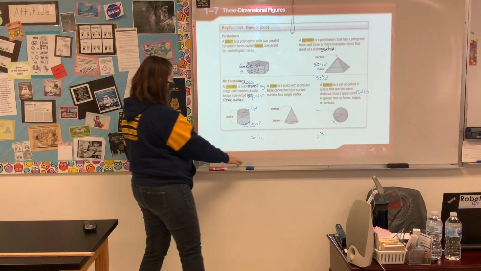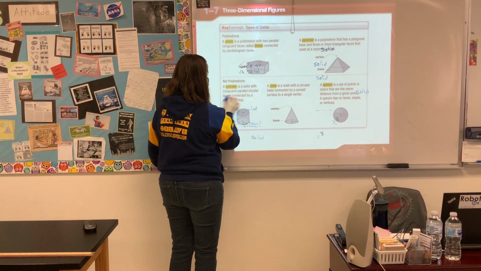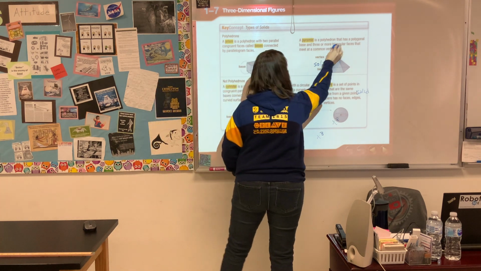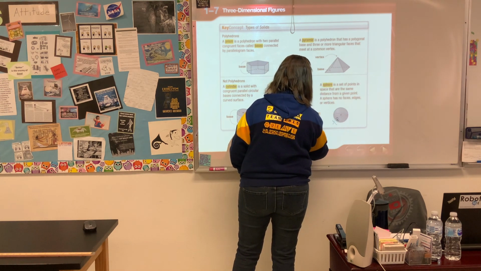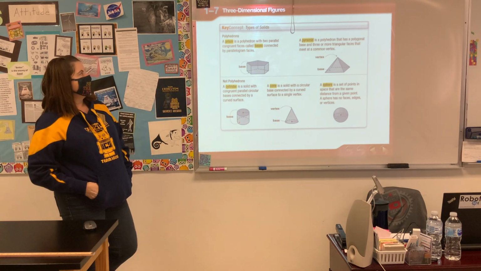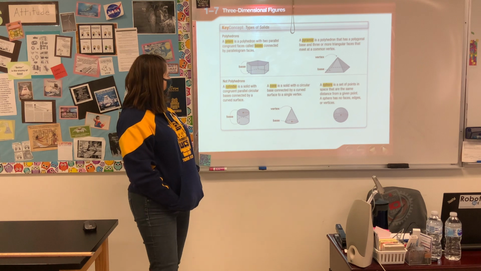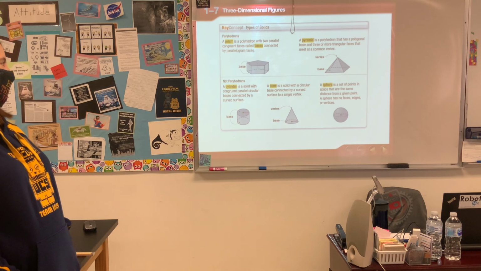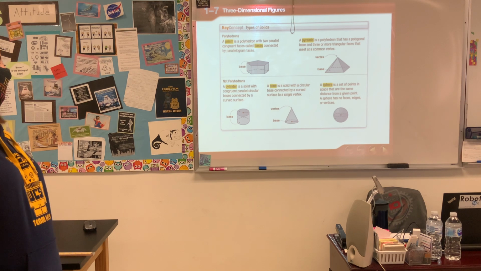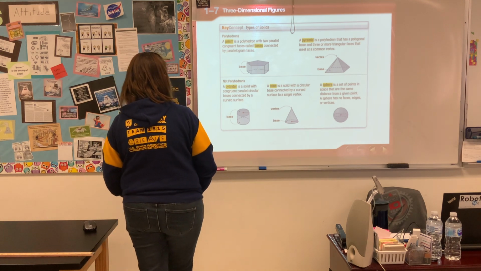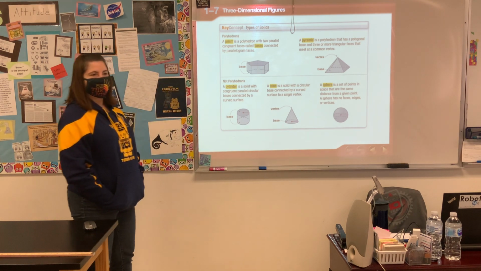Okay, so here's some of that important stuff. You can find this in your textbook as well. This is some of the key information. Some of this may be new to you, some of it may not. So a polyhedron, okay, the top two are examples of polyhedrons. The bottom three are not. Prisms and pyramids are polyhedrons. Cylinders, cones, and spheres are not polyhedrons.